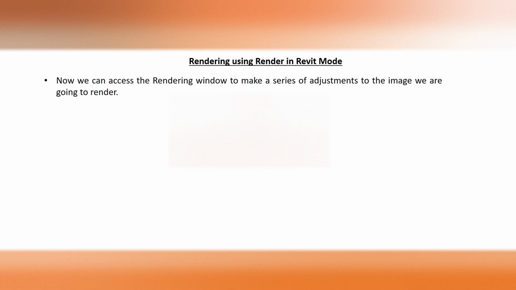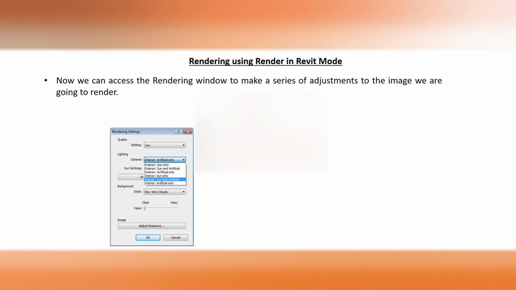Welcome back. In this video, finally, we are going to create the rendered image of our views which we have created using the cameras in our previous video. So we are already done with the cameras and the artificial lights. Once those two steps are done, we can proceed with the rendering window to make a series of adjustments to the image we are going to render.